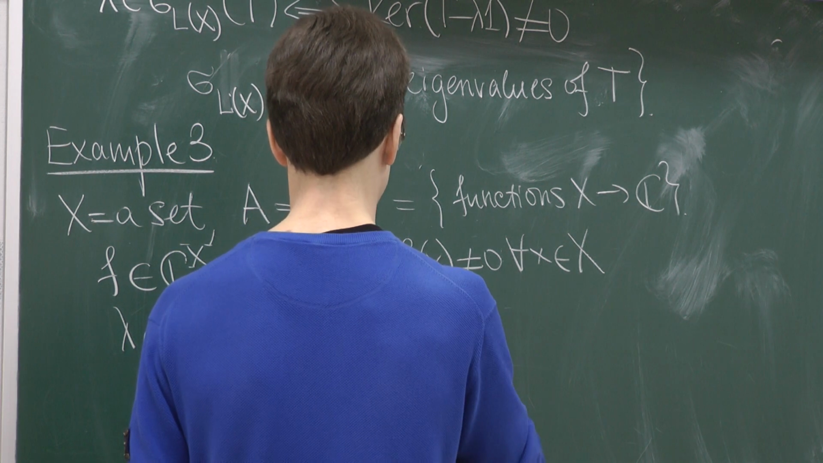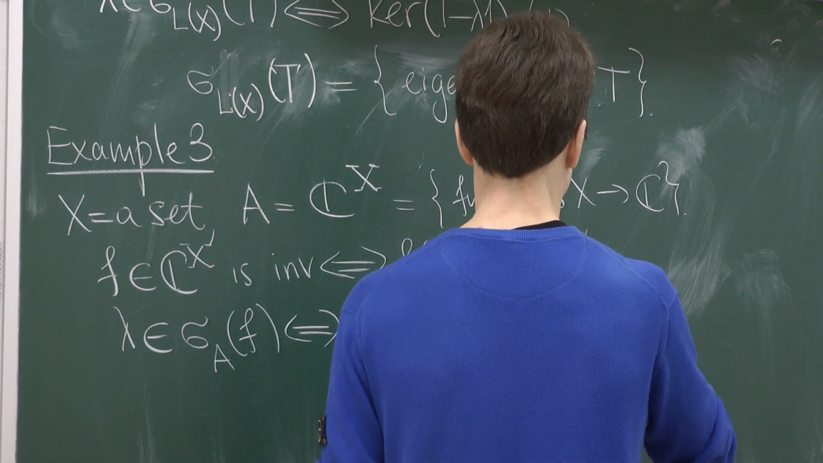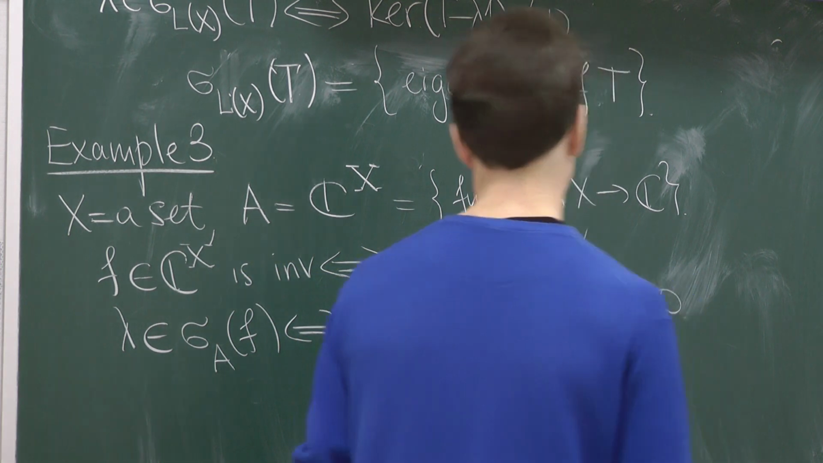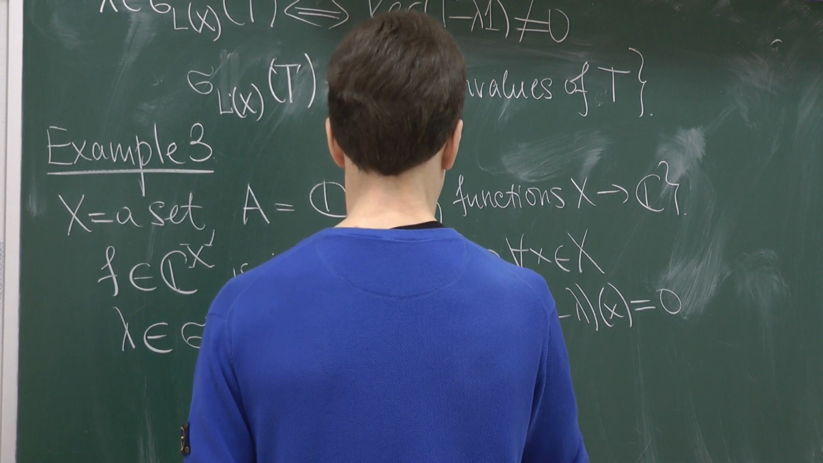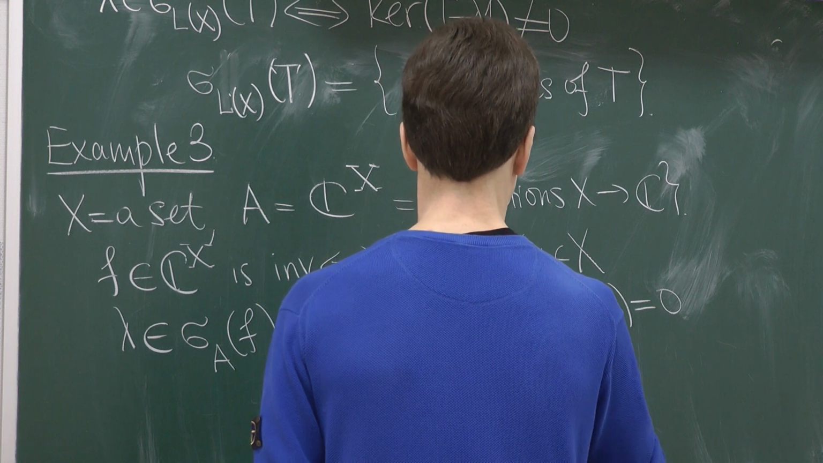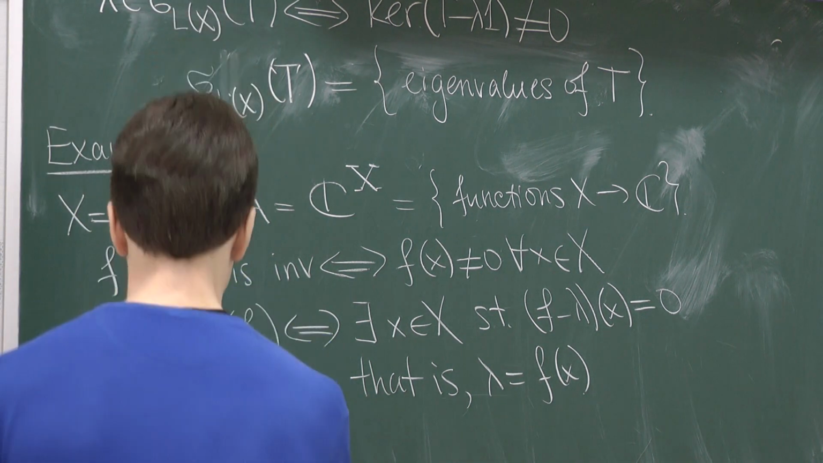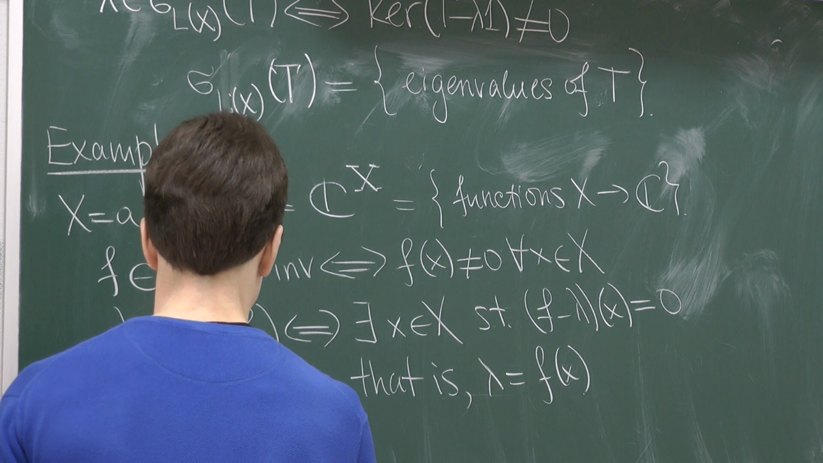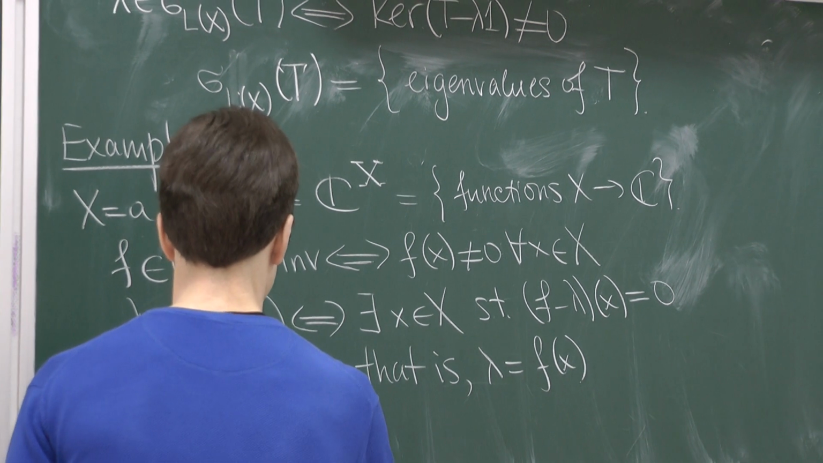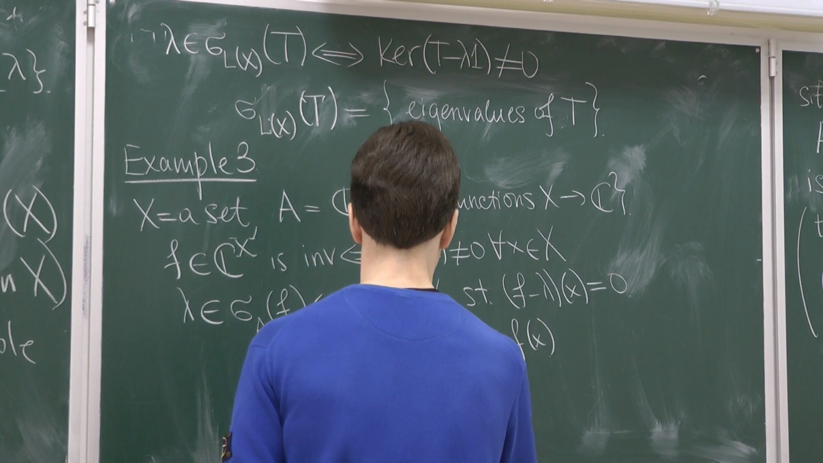There is an element little x such that f minus lambda vanishes at x. That is, lambda equals f of x. And we conclude that the spectrum of f is nothing but the set theoretic image f of X.